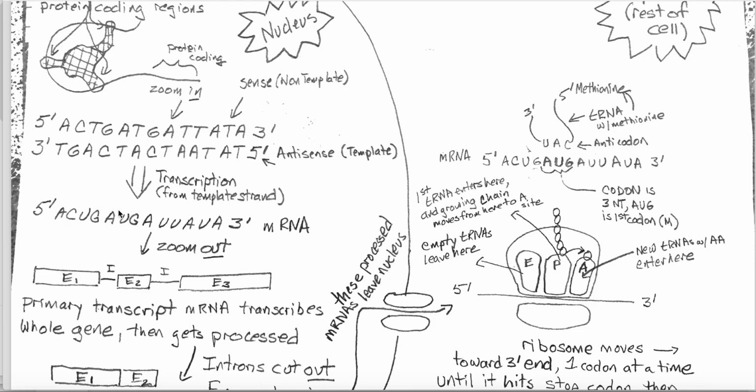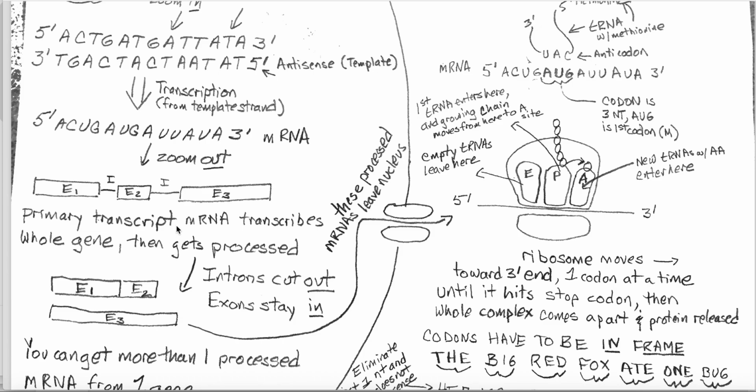So this thing here that is an exact RNA version of the DNA is called a primary transcript. And then it gets processed while it's still in the nucleus. We're still in the nucleus here. And when it gets processed, the exons get joined together and the introns get cut out. Introns get cut out, exons stay in.